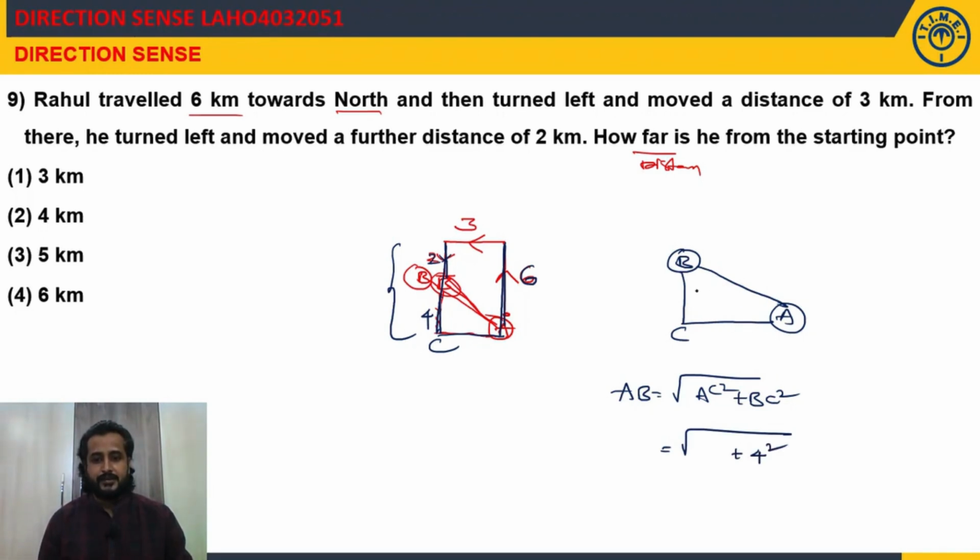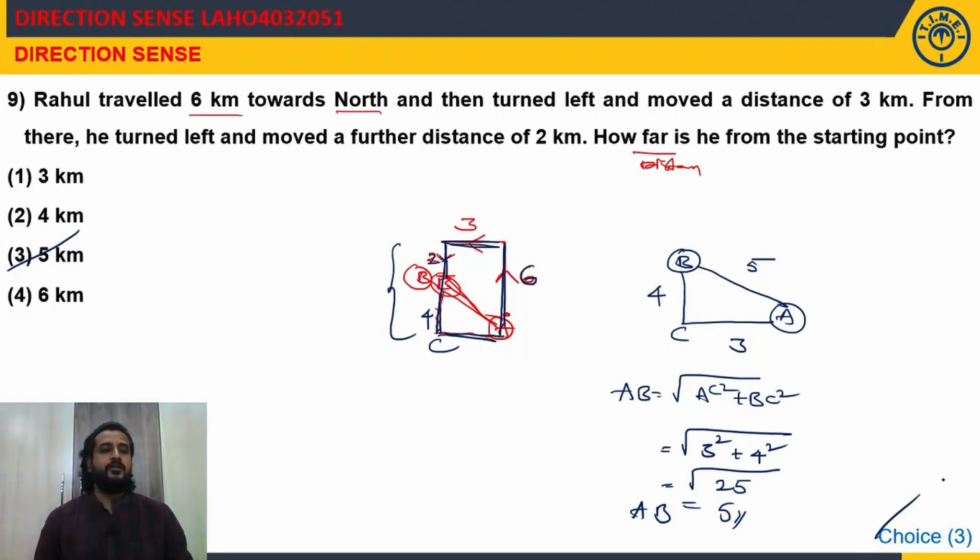Next, I need to find out the AC distance. This line is parallel to this line, equal to this distance. So how much is it? 3. So 3 square is 9, 4 square is 16. 9 plus 16 is 25, which is 5. So the AB distance is 5. Choice 3. So this is how we are going to find out the distances. Clear, right?